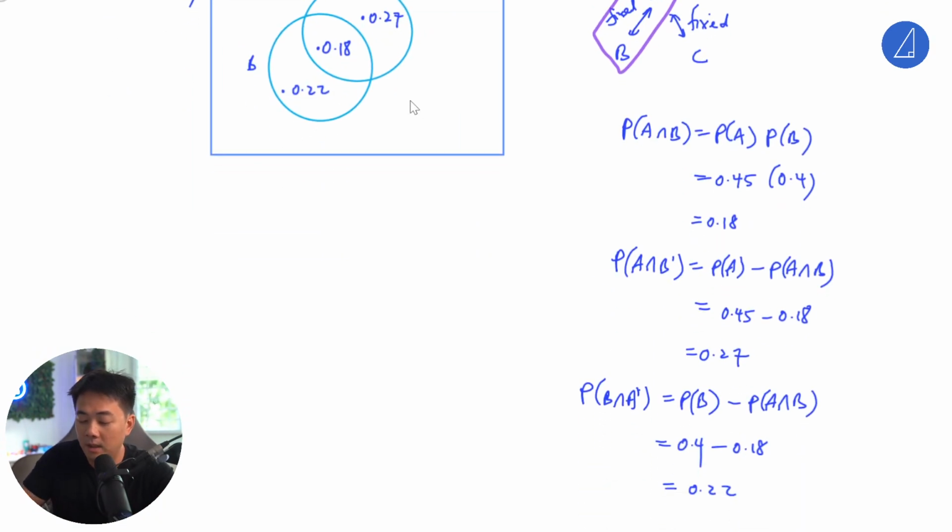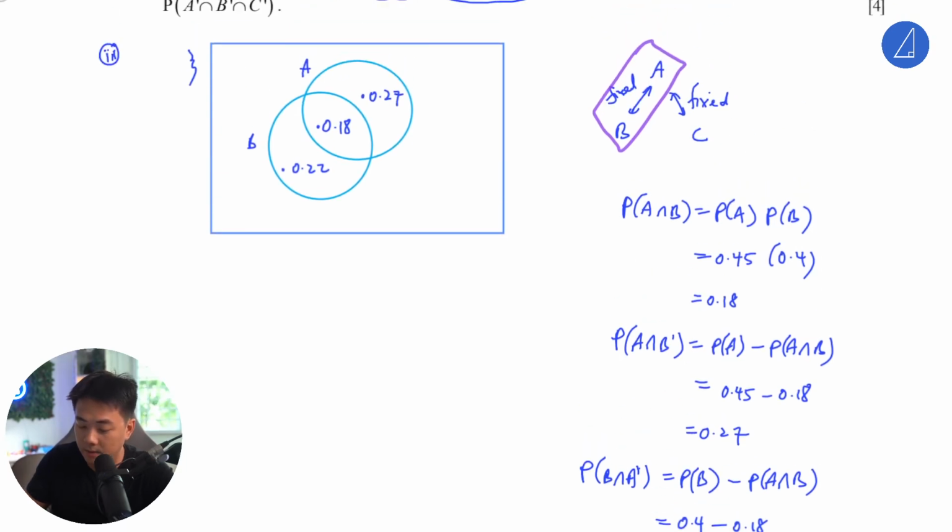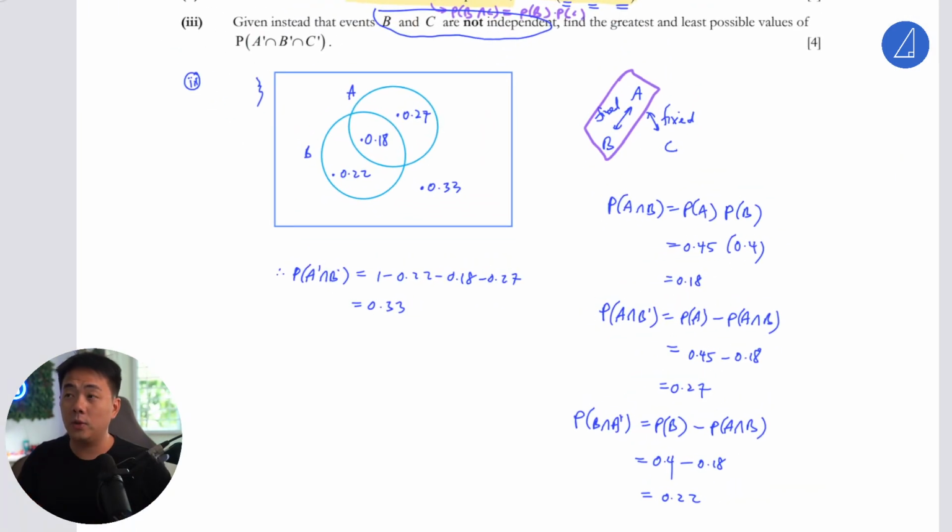Okay, then you think about the area outside. So the area outside will just be 1 minus the entire thing, A union B, right? So this, you just take 1 minus 0.22 minus 0.18 minus 0.27. So this step is crucial. Okay. Now once done, what we can do is actually bring C in, right?